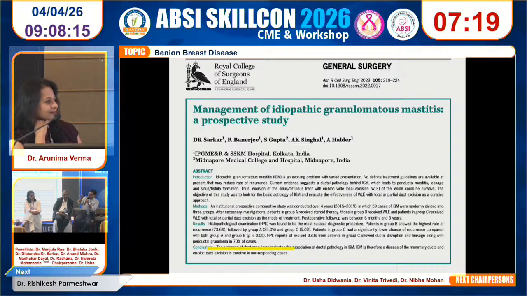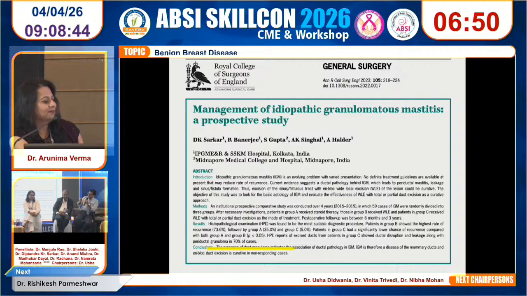So we did not find a single recurrence when you take out the duct as a whole. It's just like simply treating a fistula. It's nothing very complex. If you leave behind the duct and try to excise the lump, you end up nowhere. It is going to come back. Steroid works, probably the duct closes by itself, so it dries up that way.